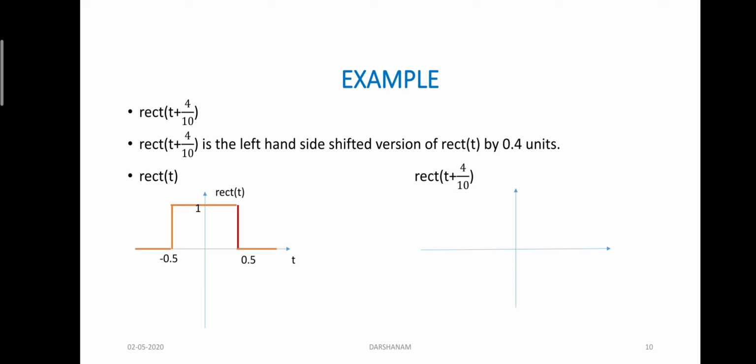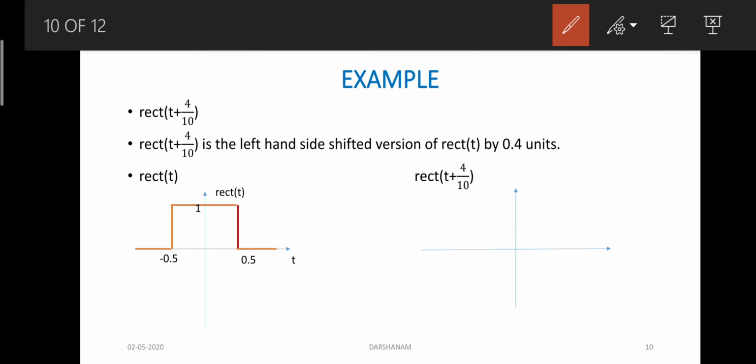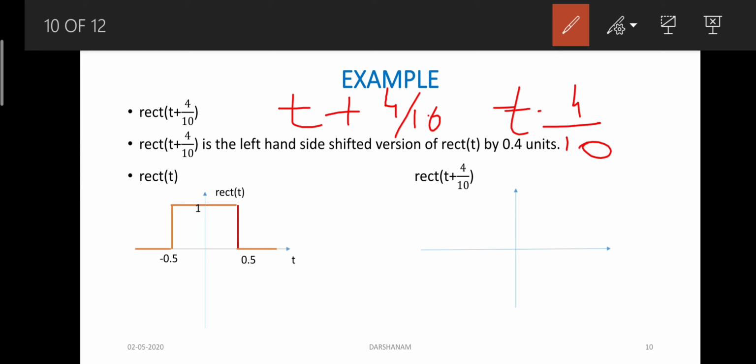That is rect of t plus 4 by 10. From the equation, it is clear that it is the left hand side shifted version of rect of t by 4 by 10 units. Why are we calling it left hand side shifting? Here t plus 4 by 10, that plus sign indicates the left hand side shifting operation, whereas t minus 4 by 10 will indicate the right hand side shifted version.